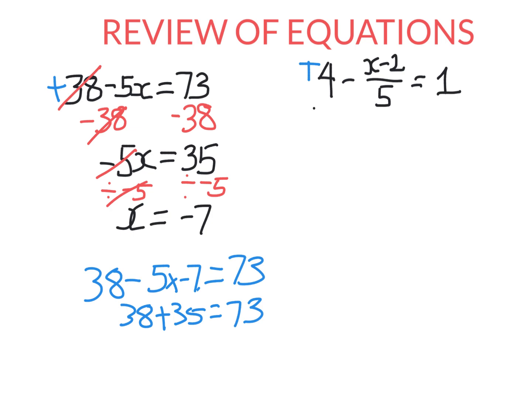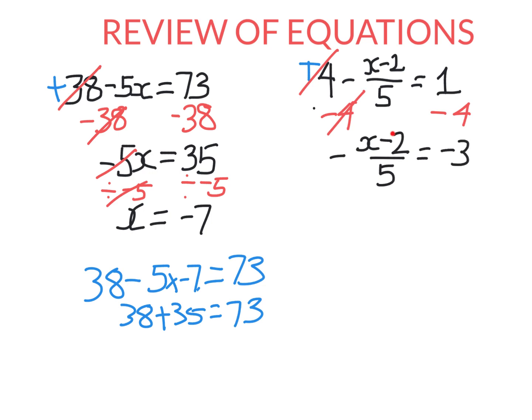Because adding 4 is the last thing done to x, it'll be the first thing we undo. We're going to subtract 4 from both sides because adding 4, subtracting 4 cancel each other out. So I've still got that negative there. Negative x minus 2 on 5 equals 1 minus 4, which is negative 3.